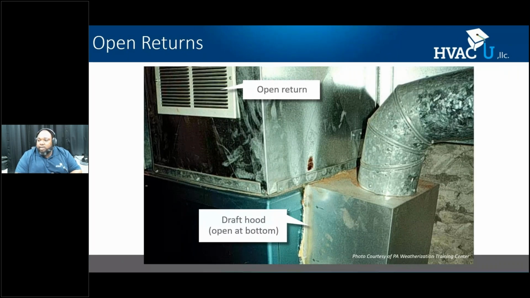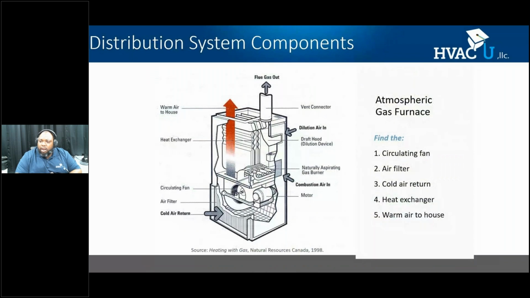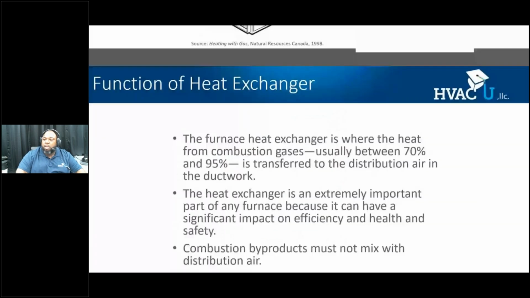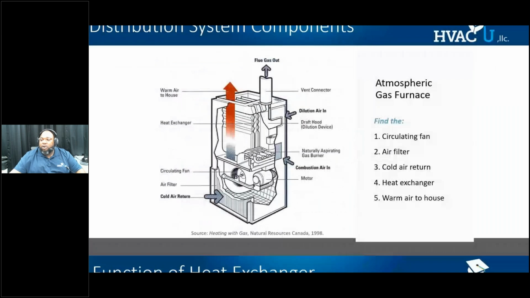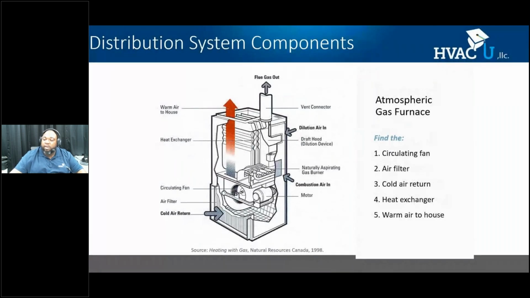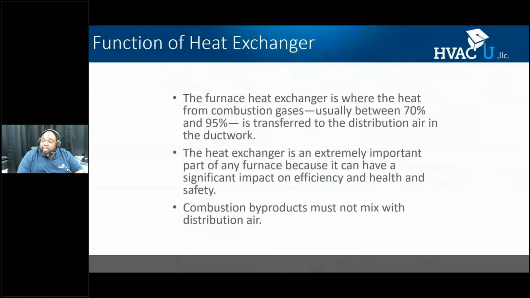All right, let's talk about our system components. We have a forced air furnace here. We have the circulating fan, which is producing our static pressure, our airflow. We have an air filter back here. We have a cold air return, we have the heat exchanger, and then we have our warm air to the house. So we're going to talk about these different components and how they relate to our duct system. The function of the heat exchanger is to take those combustion gases and put the heat energy into the duct system or airflow. The heat exchanger is extremely important.